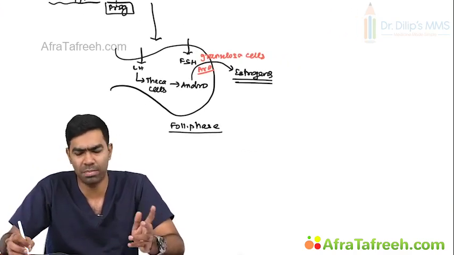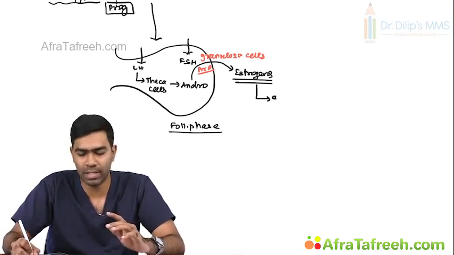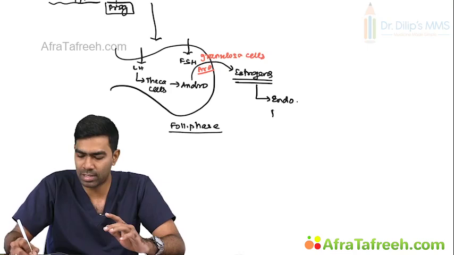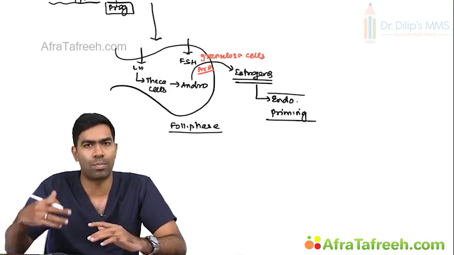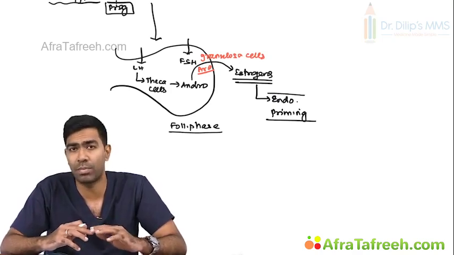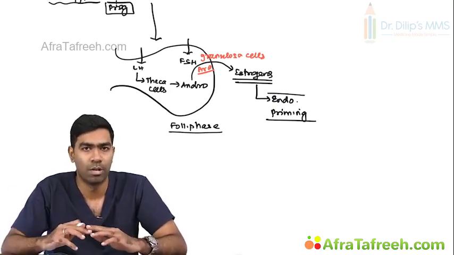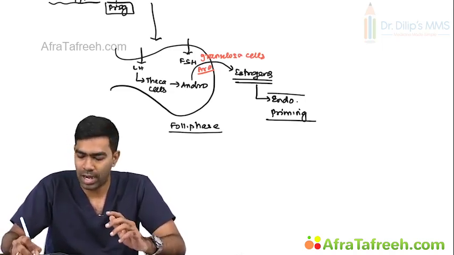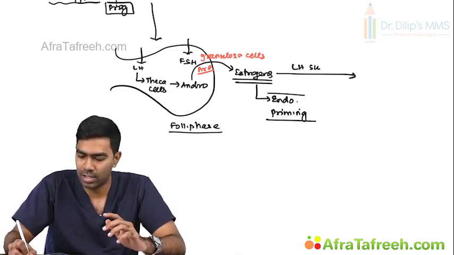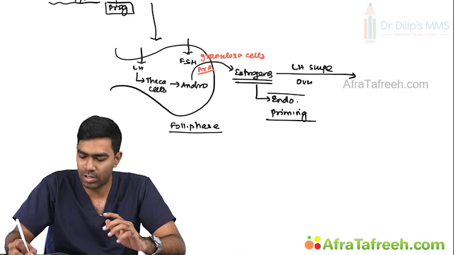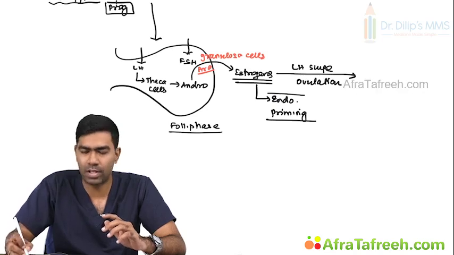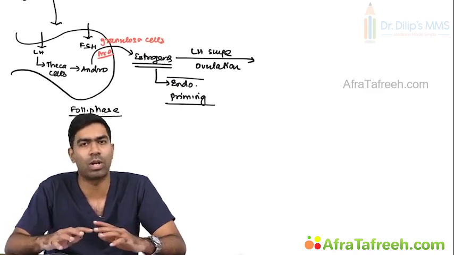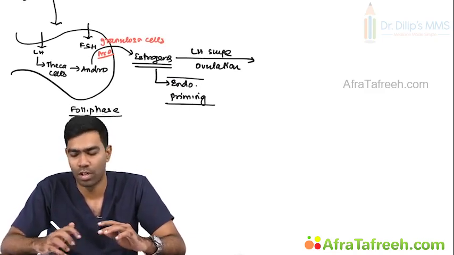This estrogen has multiple actions. One is priming the endometrium, which means it makes the endometrium in the uterus go for proliferative changes. This priming of the endometrium is very, very important for later progesterone action. Without this, the progesterone action will be useless. And estrogen also is going to produce the LH surge, which is going to result in ovulation as well. Especially when it goes beyond 200 picogram per ml, it is going to produce ovulation.